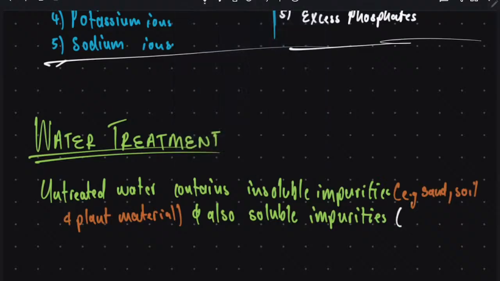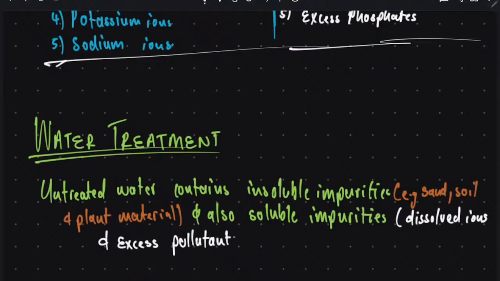What are those? Dissolved ions and excess pollutants. Which dissolved ions? The bad ones, not the beneficial ones. The nitrates in excess, the phosphates, and all these other things. These are found in untreated water. So, therefore, water must be treated.